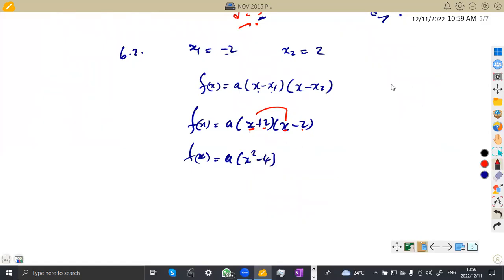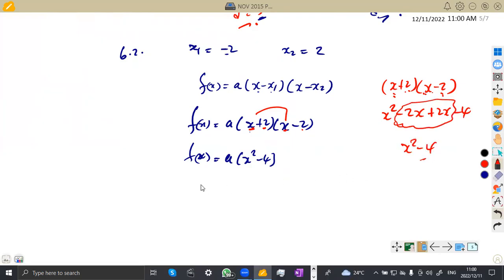Or you can expand the brackets, x plus 2 into x minus 2. You expand x and x, that's x squared, x and 2, that's minus 2x, 2 and x, that's 2x, 2 and minus 2, that's minus 4. So as you can see, minus 2x and 2x gives us a 0 here. So it's x squared minus 4. So now we are left to find the value of a on this one. So what are we going to do to find a?